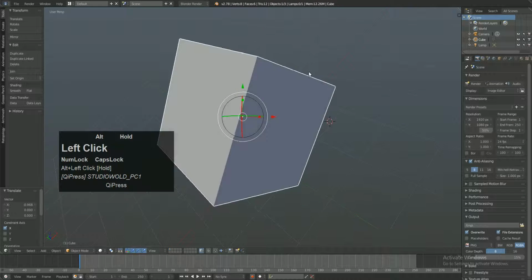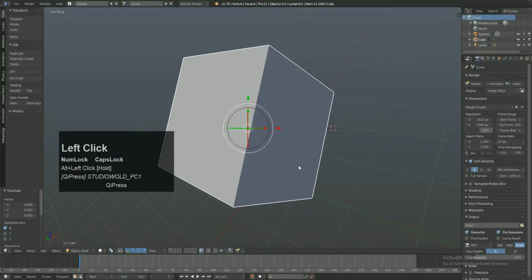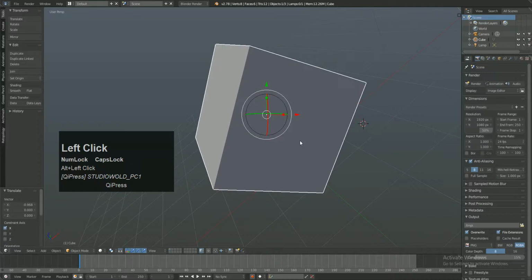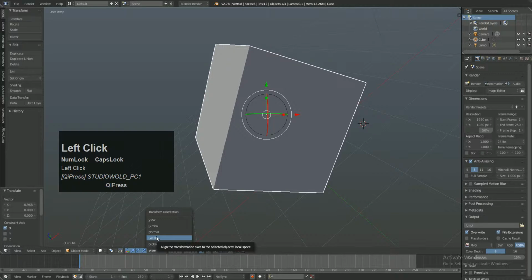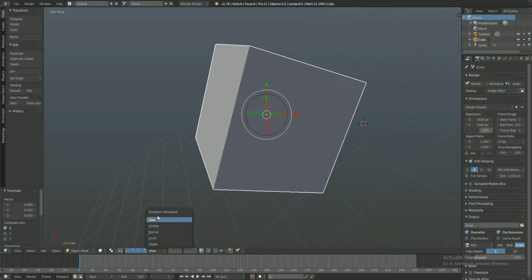So remember, this is the orientation of the translation, or the rotation or scale. Like, how is it being oriented? Is it oriented to world? Is it oriented to local, or a normal? And these other options. All right, so that's what that is.